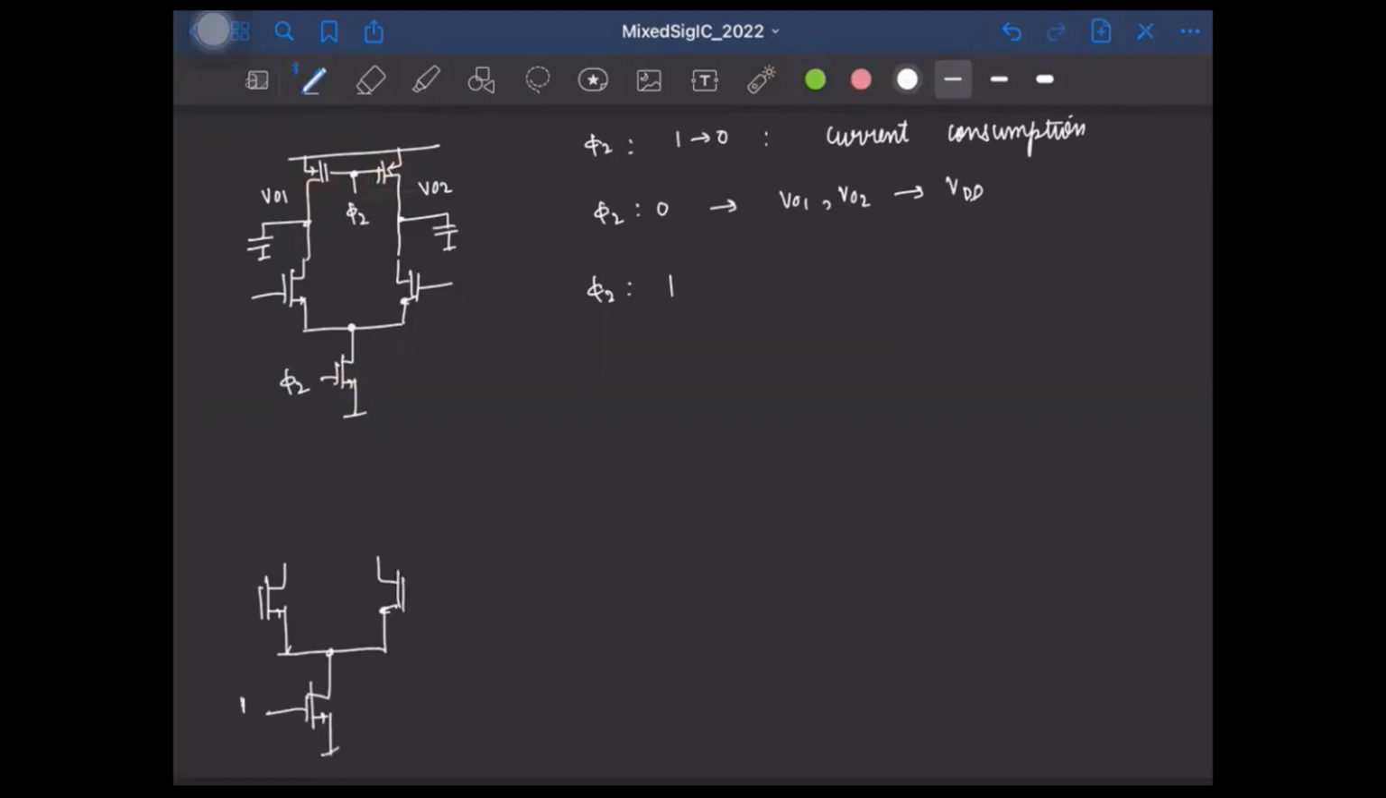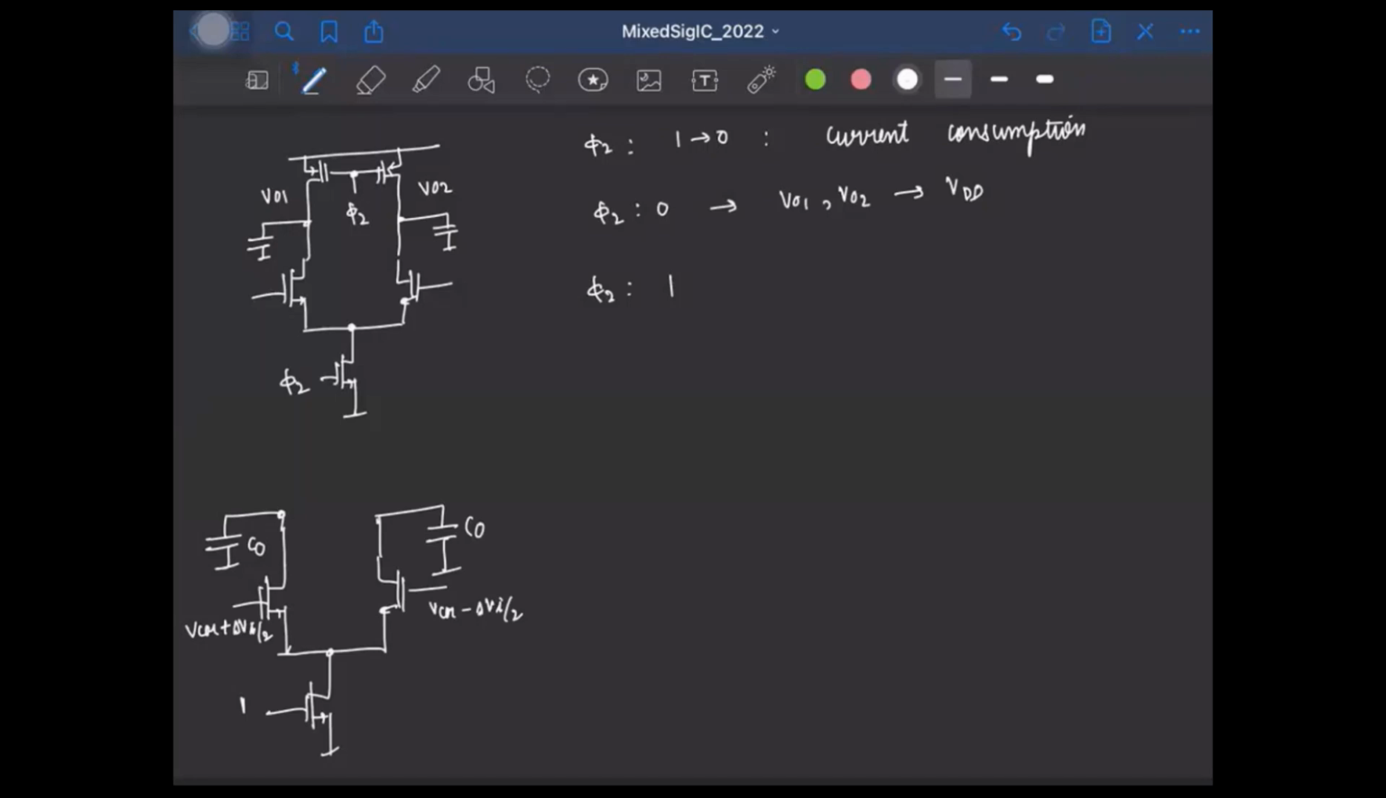So this will be high, and at the top, the 2 PMOS transistors will be off. So we'll just have these 2 capacitors here, right? So let me just call them C0. And let's say the input is some VCM plus delta VI by 2. Here it is VCM minus delta VI by 2.